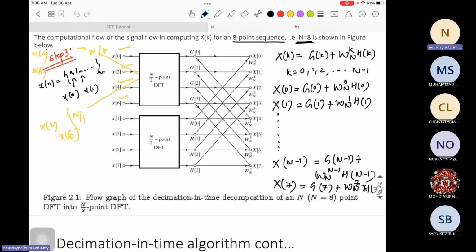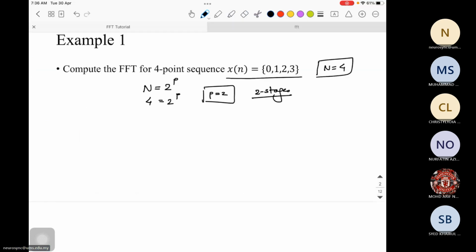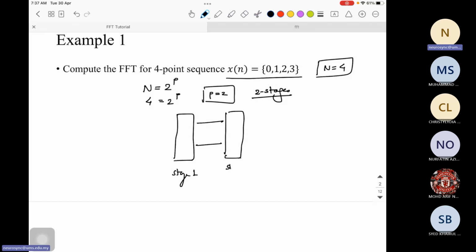So basically how we go towards the stages: two stages means this is, let us say, stage 1, then the output of stage 1 is connected as an input to stage 2. And here we will get whatever output we require, that is capital X of k, and the input is small x of n. So these two stages we will need.